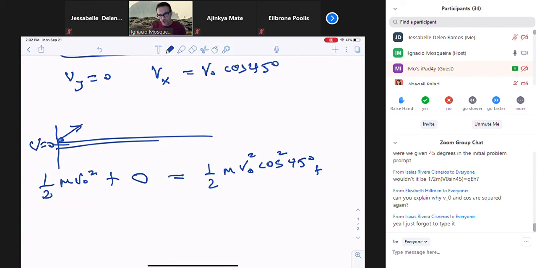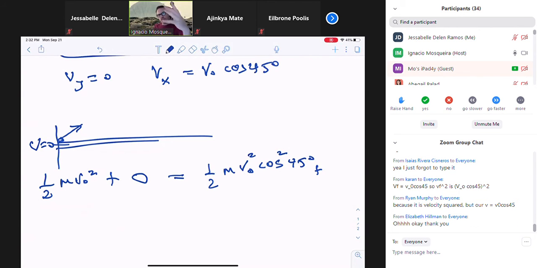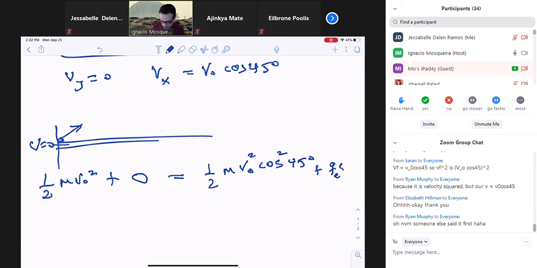So the answer to our question is like this. Is the kinetic energy increasing or decreasing? If the kinetic energy is decreasing, then the potential should be positive. If the kinetic energy is increasing, then the potential should be negative. So which one is it? Should I write a plus or a minus? So I do Q E times H, the potential at the top. Should this be a plus or a negative? This thing here.